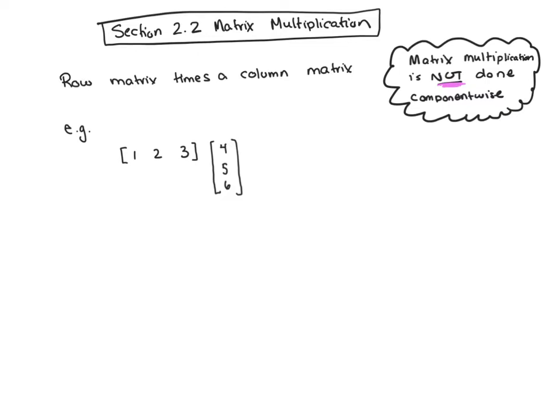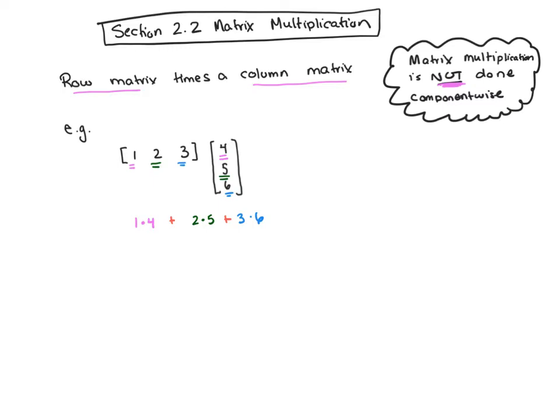What we're going to start with is a row matrix times a column matrix. This is going to be our building block of how to multiply matrices by each other. If I want to multiply a row matrix times a column matrix, what I do is I take the first entry of that row and multiply it by the first entry in the column. The second entry in the row times the second entry in the column. And then the third entry in the row times the third entry in the column. And I add all of those numbers together.